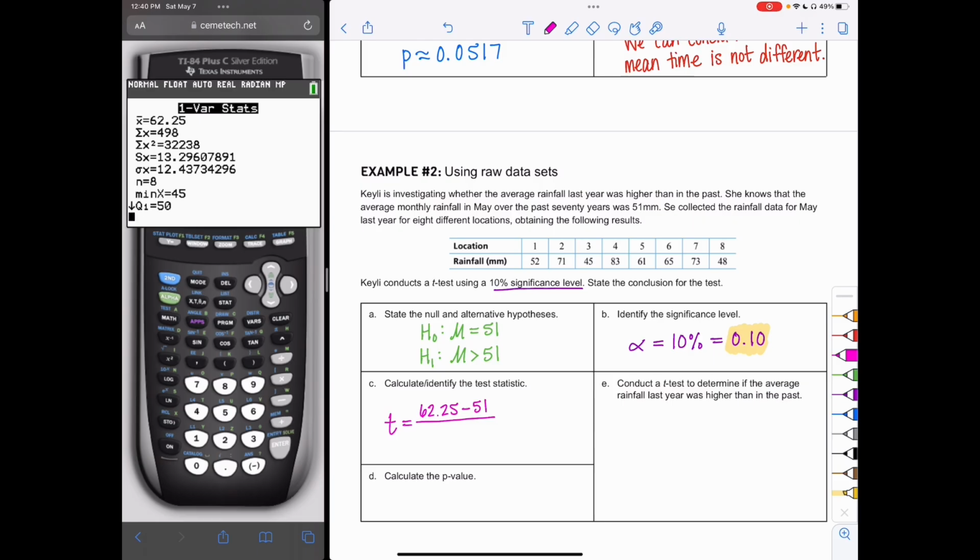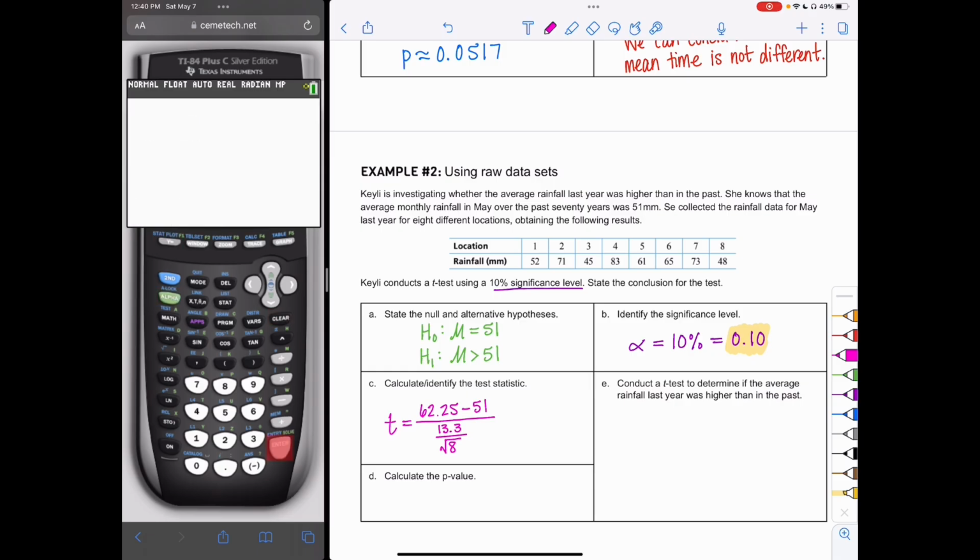So now that we have our sample standard deviation, that is going to be about 13.3 in 3 significant figures. So it's going to be 13.3 divided by the square root of our sample size, which is 8, because we have 8 locations. So now that we have that, we can just type this into the calculator exactly how we have it.